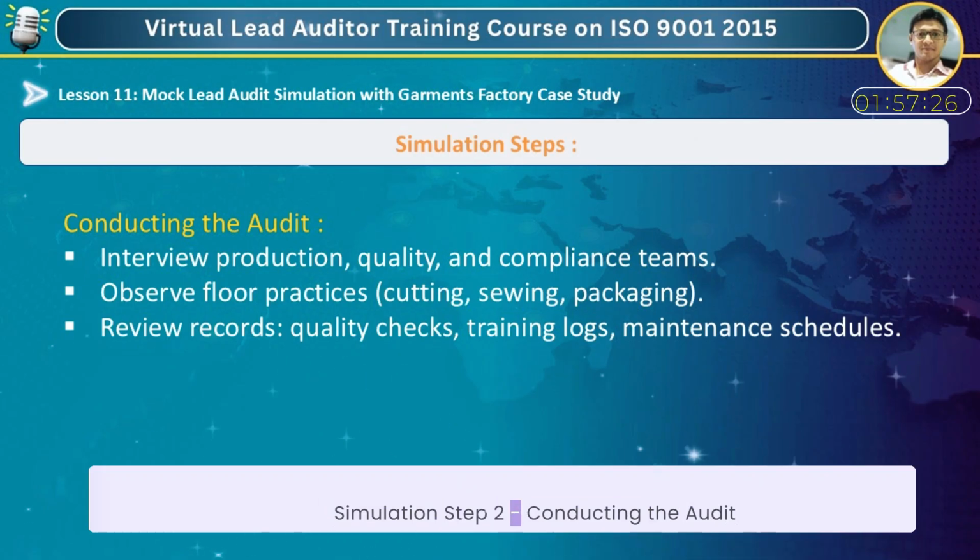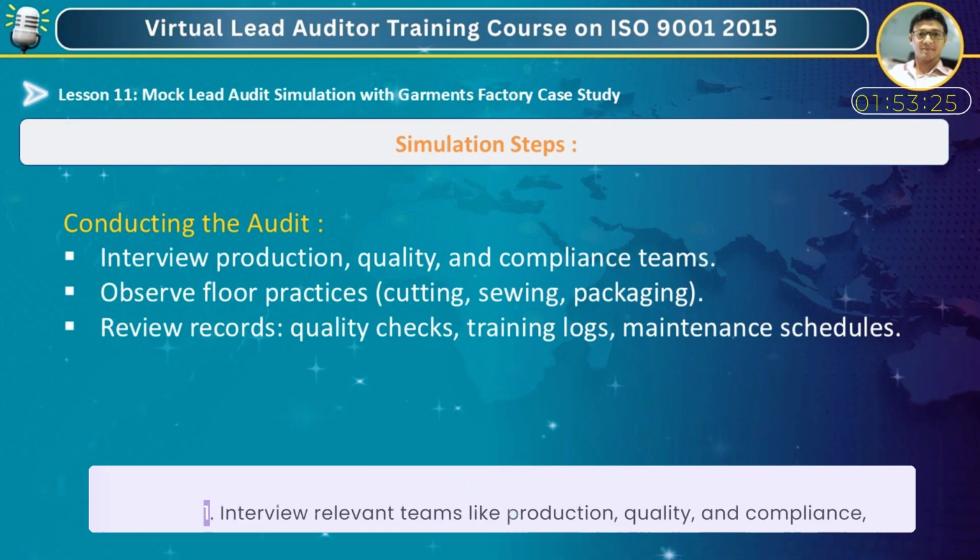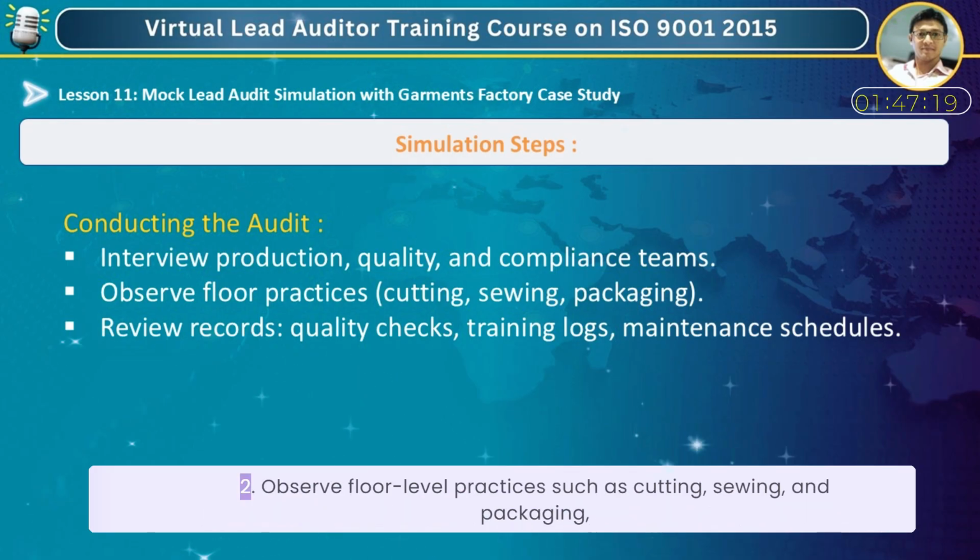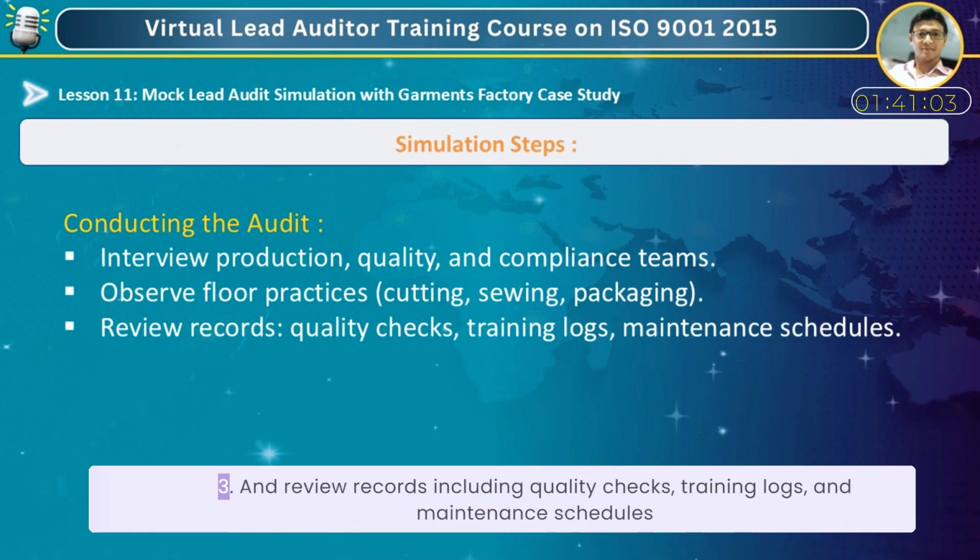Simulation Step 2. Conducting the audit. Here, you will 1. Interview relevant teams like production, quality, and compliance. 2. Observe floor-level practices such as cutting, sewing, and packaging. 3. And review records including quality checks, training logs, and maintenance schedules.